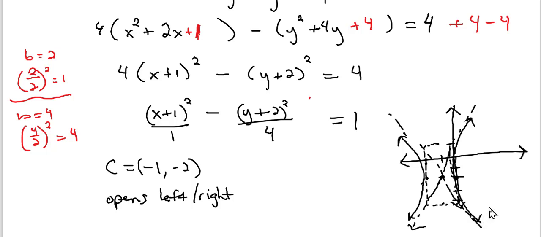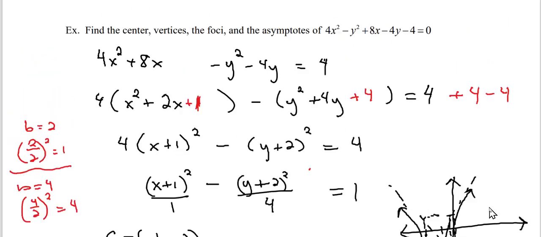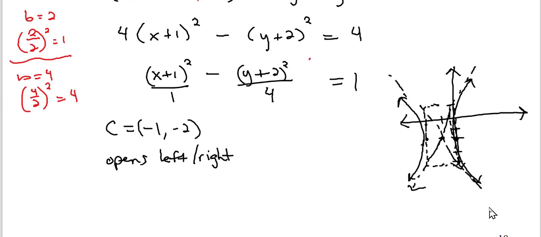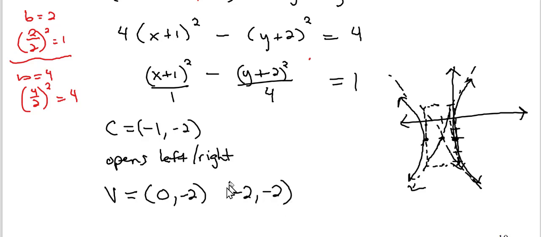It asks me for the vertices, the foci, and the asymptotes. So let's start with the vertices. Here and here, one to the right and one to the left of the center, changes the x value, not the y value. So those are my vertices.